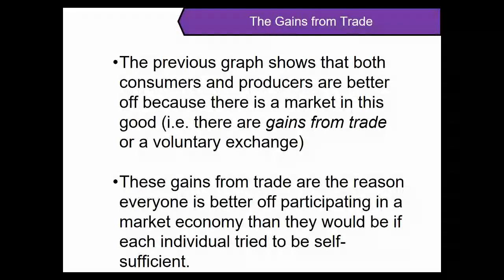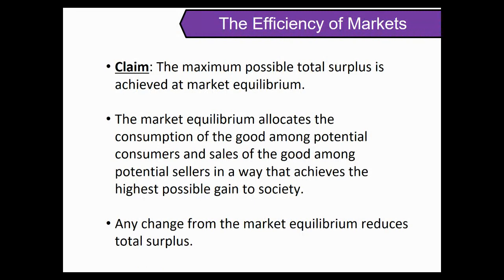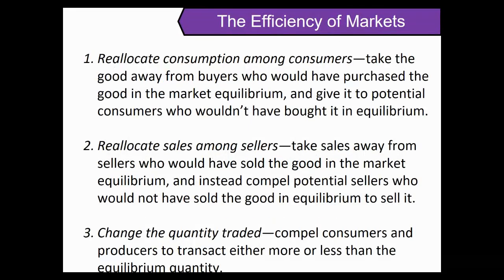Now, the previous graph shows both consumers and producers are better off because the market is good. It's a voluntary exchange. They're both self-sufficient, and people who want it are able to buy it at that equilibrium price. It's efficient. Now, we're at the maximum total surplus that can be achieved in that market. And we're allocating all our scarce resources at the highest possible level. We're getting the most we can from the product. It is the most efficient form of economic system there is.